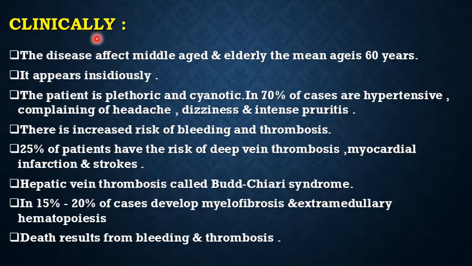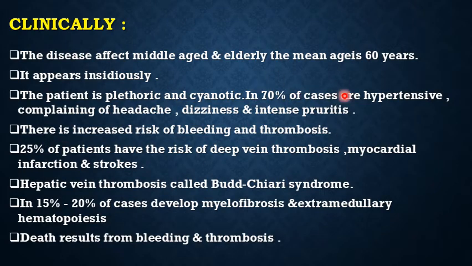Clinically, this usually affects patients more commonly in the male, of course, and it affects the middle-aged and elderly, mean about 60 years of age, with insidious onset. The patient is plethoric, meaning the color becomes congested red, and cyanotic, red tending to blue, because of the high red blood cell mass.